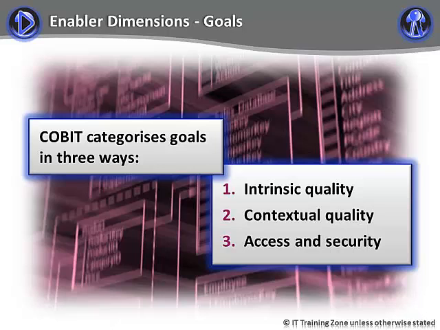Contextual quality. This is about whether the enabler is fit for purpose. Does it deliver what the enterprise needs, or is there a mismatch? For example, is a process delivering the right outcomes? A process might deliver what it has been designed to deliver, intrinsic quality, but it might not be delivering what is needed, contextual quality. The third category of goal is access and security.